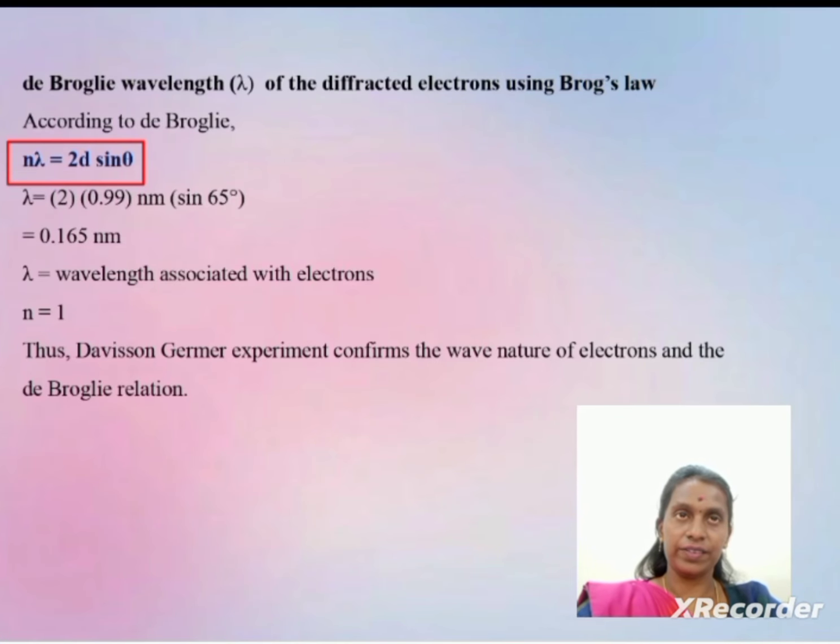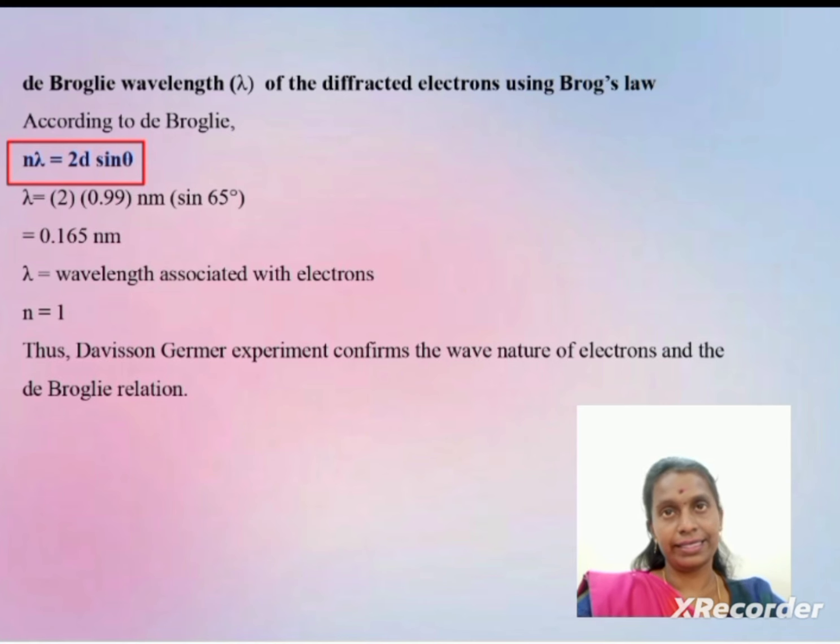Now we find the de Broglie wavelength lambda of the diffracted electrons using Bragg's law. We know that Bragg's law is n lambda equals 2d sine theta. Here n is equal to 1. The d spacing of the atomic planes, which can be measured by X-ray diffraction, is 0.091 nanometer. The angle of incidence is 65 degrees. Finally, we got the wavelength of the diffracted electrons using Bragg's law as 0.165 nanometer.